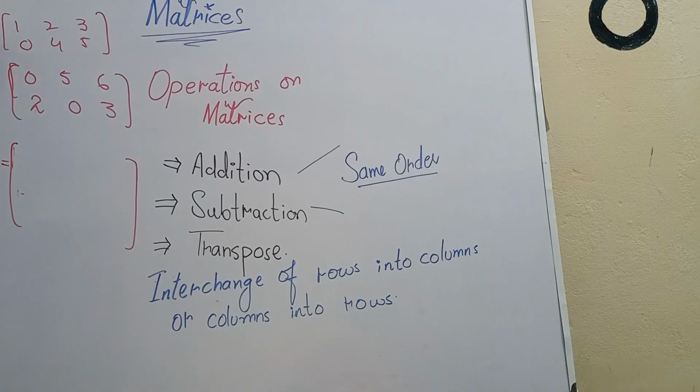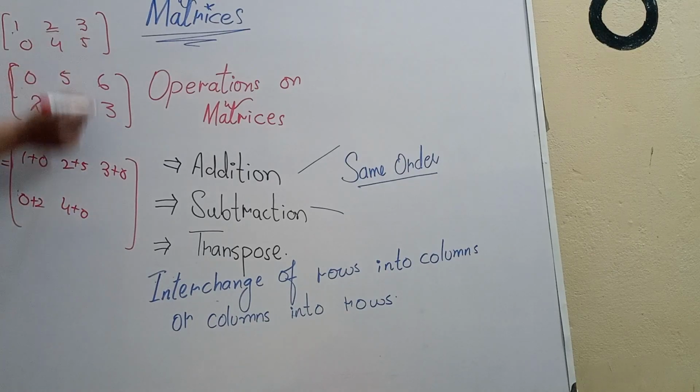in the other matrix. For example, here there is a 1 and here there is 0. So we can add 1 plus 0. Then for the next, whether you are going row to row or column to column, you have to follow the same pattern. So I am going row to row. The second element in the row is 2, and in matrix B it is 5, so I write 2 plus 5. Number 3 plus here is 6. Similarly, 0 plus 2, 4 plus 0 and 5 plus 3.